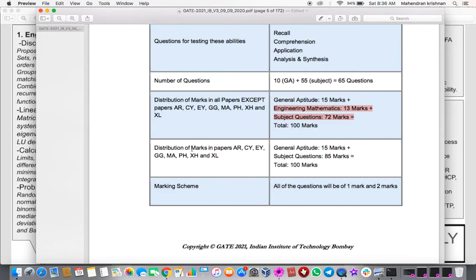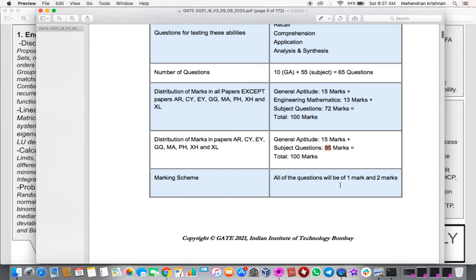In my case, the computer science case, they have exclusive 13 marks for maths. For the subject papers there is no separate maths, I think, so they have 85 marks for the subject. The questions are either 1 mark or 2 marks. There is no 3 mark or 4 mark or half mark, just one and two. And negative marks are there.